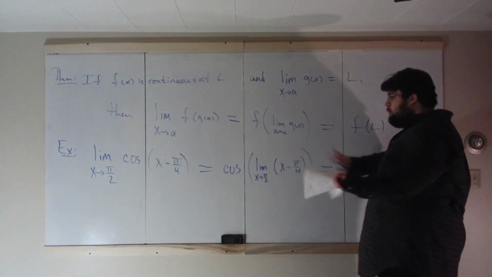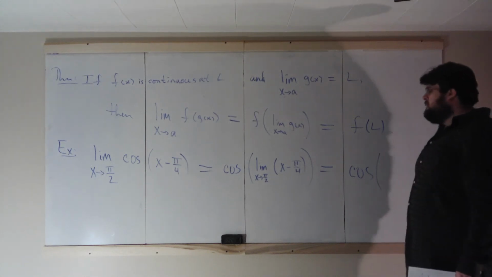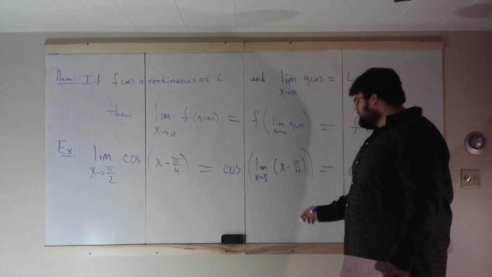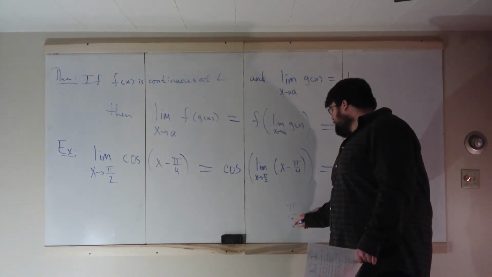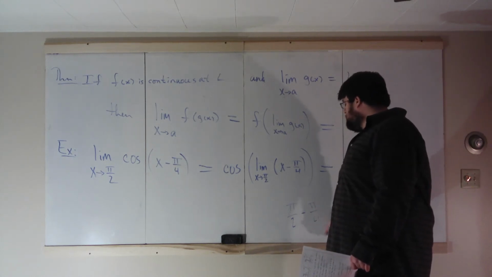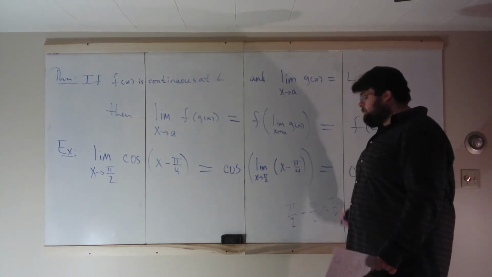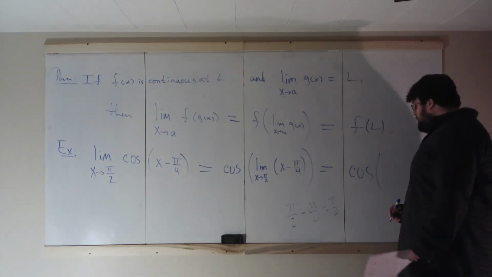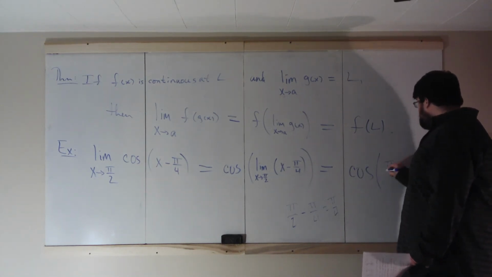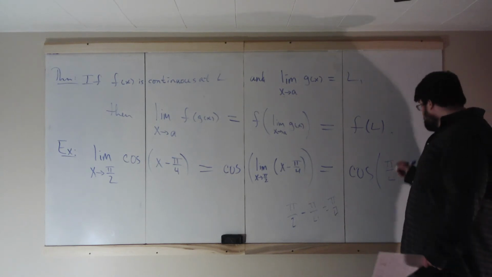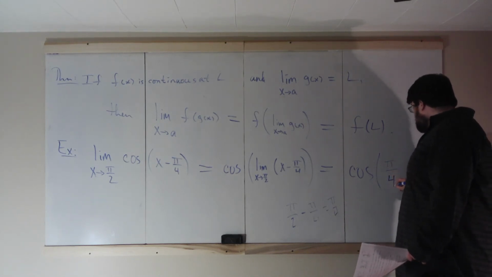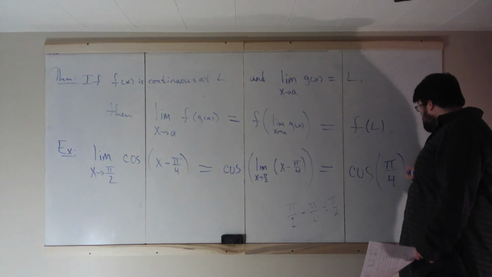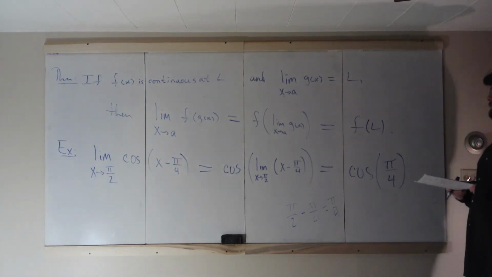We haven't taken cosine yet, so we still need that. The limit as x approaches pi over 2 of x minus pi over 4 is just pi over 2 minus pi over 4, which is pi over 4. Half minus a quarter is a quarter. If you have 50 cents and you spend 25 cents, you have 25 cents. So this limit equals cosine of pi over 4.